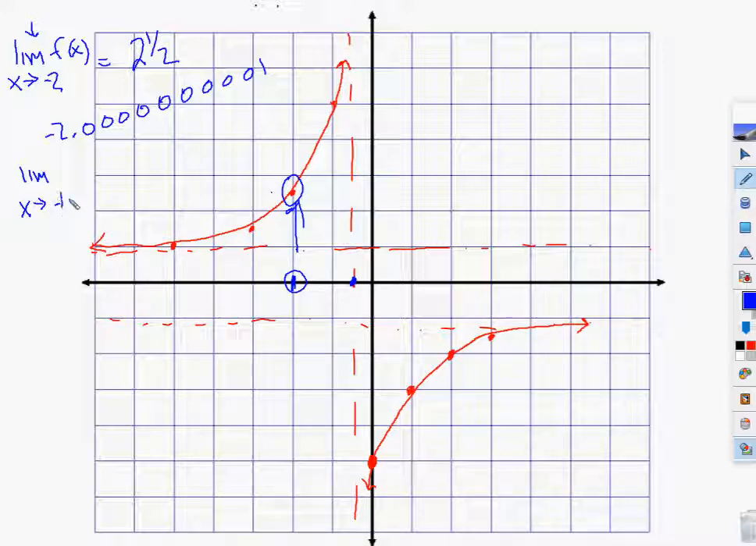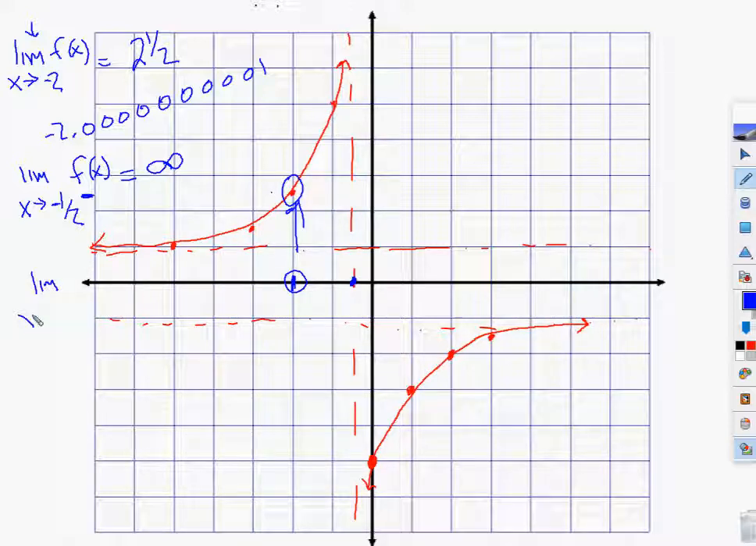Alright, if I take the limit as x approaches negative 1/2 of f of x, from the left-hand side, what happens to my function? It gets infinitely big, doesn't it? This piece doesn't matter. Why? Because that's coming from the right-hand side. So from the left-hand side, my answer is infinity.